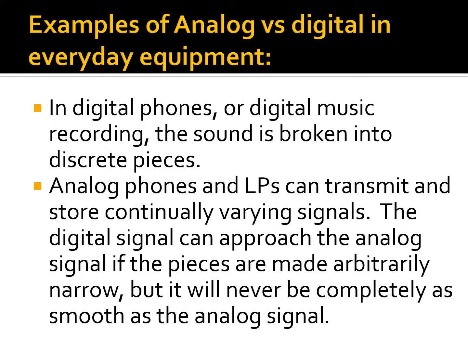So in digital phones or digital music recording, the sound is broken into discrete pieces. Analog phones and LPs, LPs are those records that we played on the old record players, can transmit and store continually varying signals. The digital signal can approach the analog signal if the pieces are made arbitrarily narrow, but it will never be completely as smooth as the analog signal.